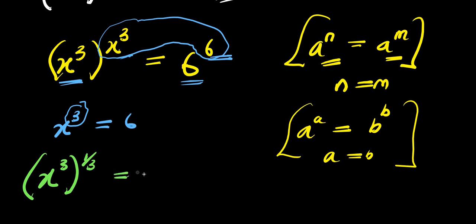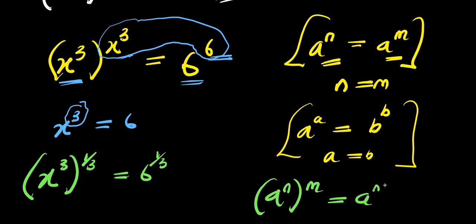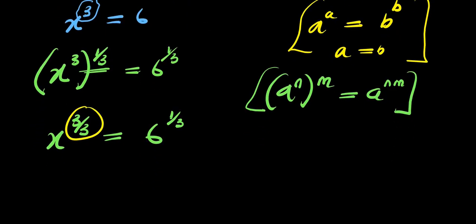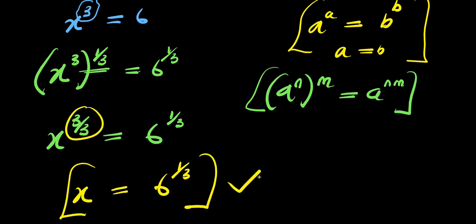Then we do the same thing here: 6 to the power of 1 over 3. Now we can apply this index law again: a power n all to the power of m equals a power n times m. So this 3 will multiply 1 over 3, and this will give us 3 over 3, that is 1. So you have x to the power of 3 over 3 equals 6 to the power of 1 over 3. And 3 over 3 is 1. So what we are going to have is x equals 6 to the power of 1 over 3. This is our value for x.